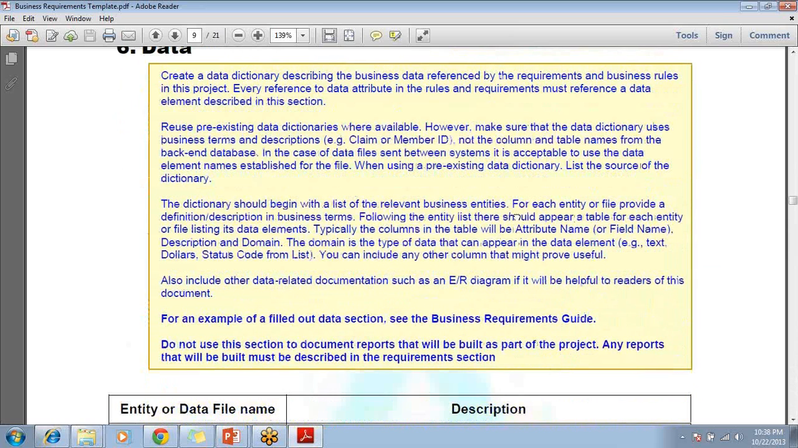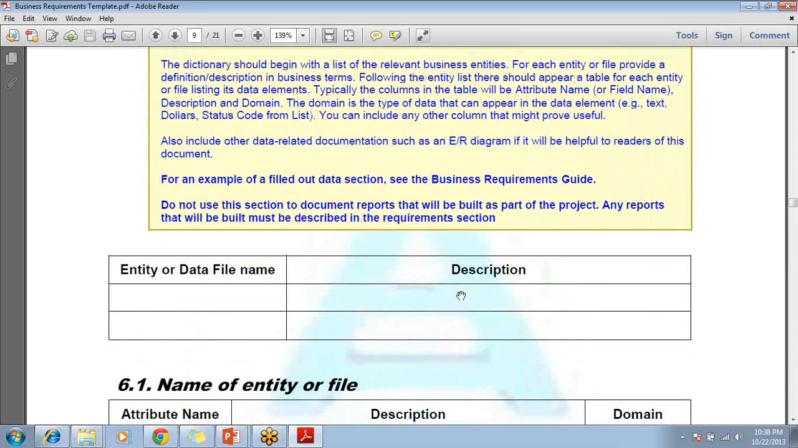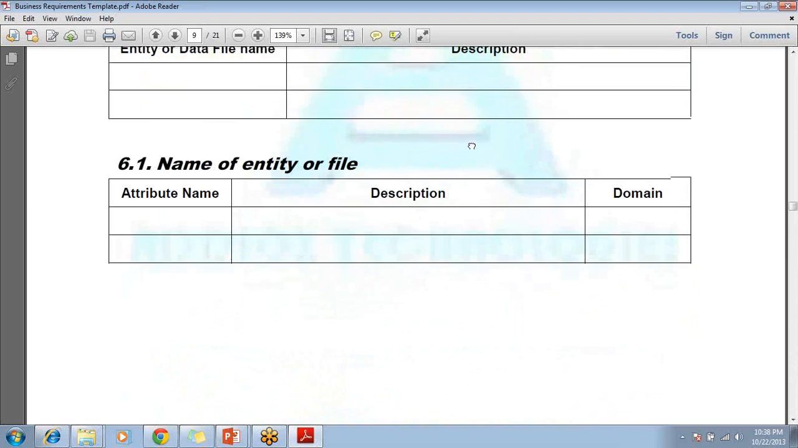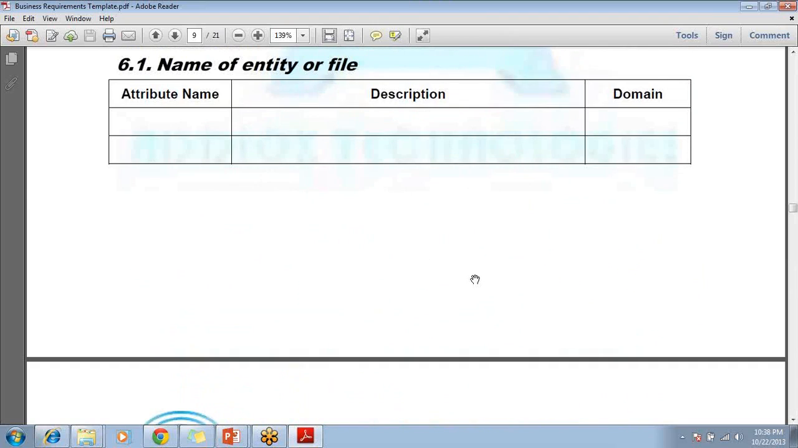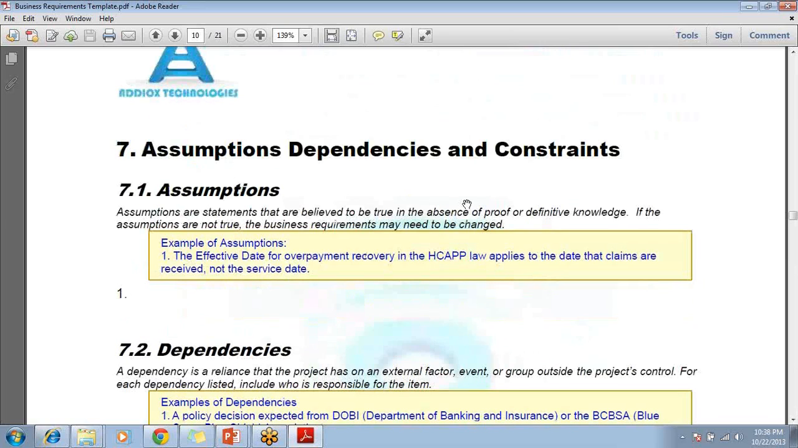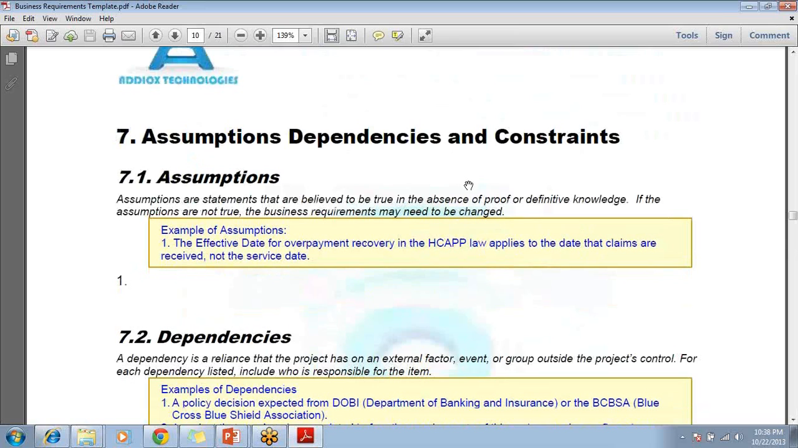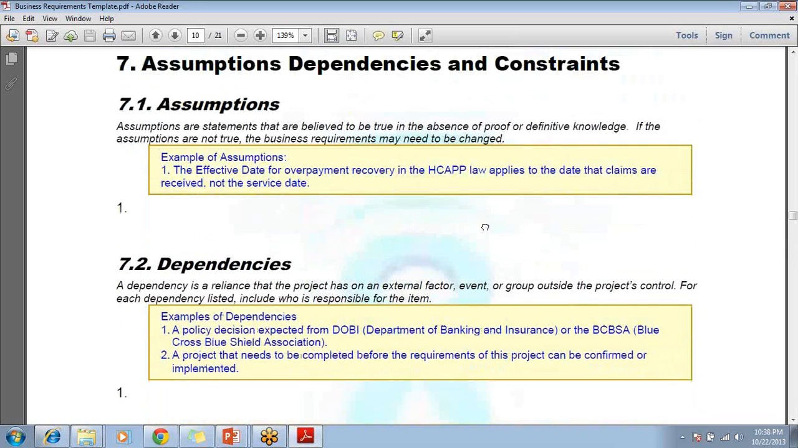Ignore this data. There are a few things which are not important in this BRD, because they were later removed. Now, this topic is very important.